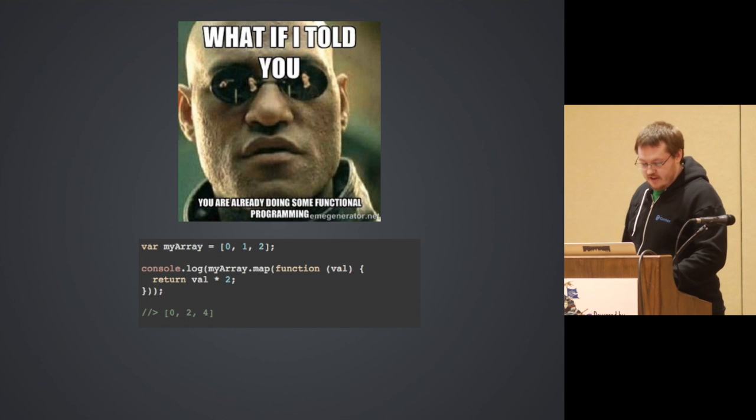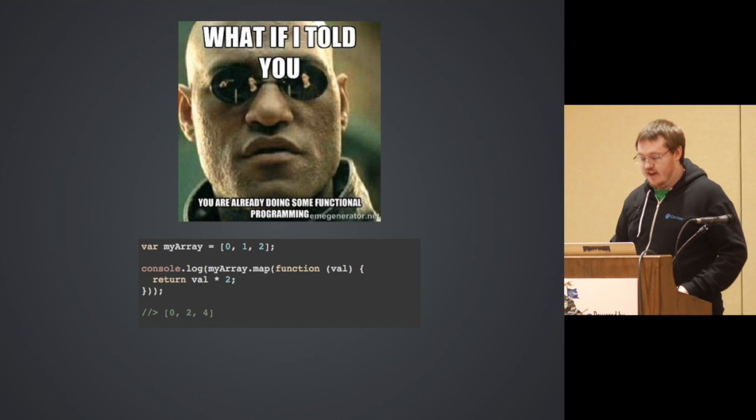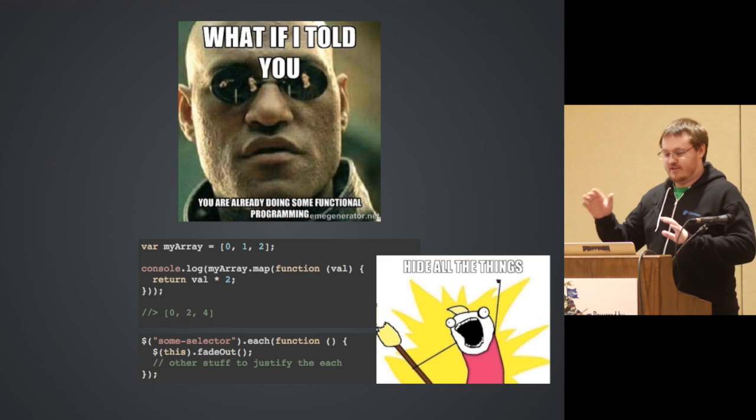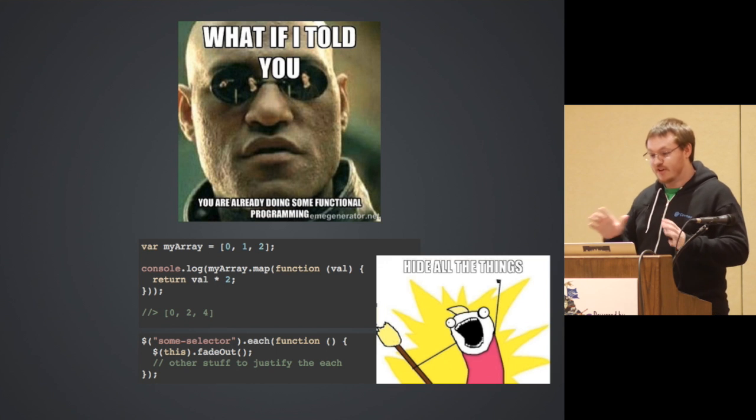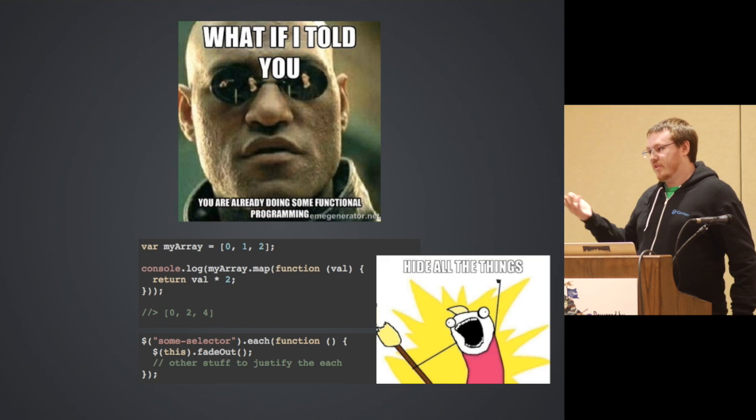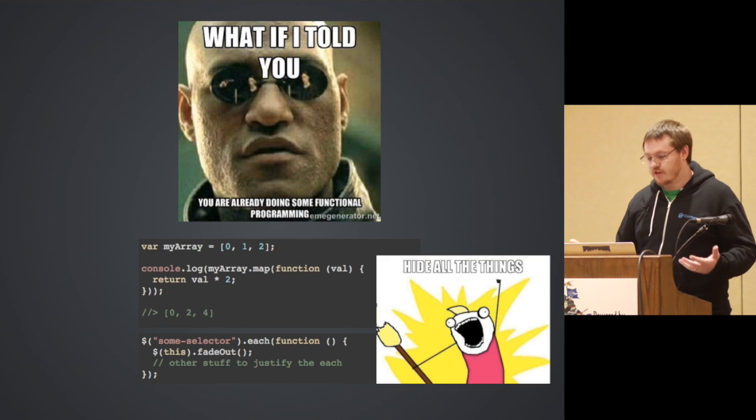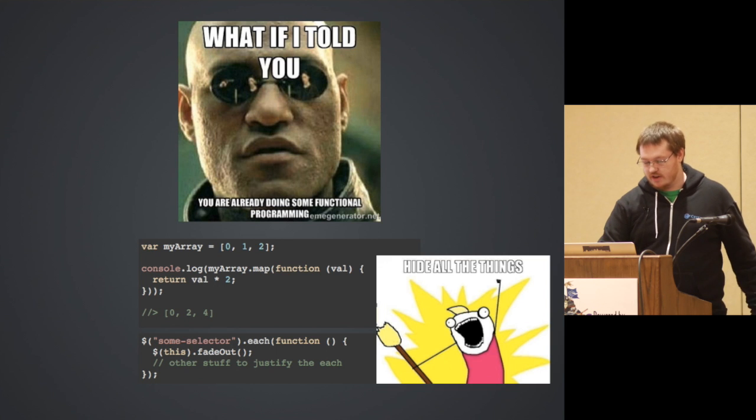Functional programming. For the jQuery users, if you want to hide all the things, some selector, each function, hopefully you're not doing that just to fade out, you're doing some other stuff with it, but the point is you're applying a function to each element in your selection. And this is functional programming. That's what you're doing. You're already doing it. You just might not see it, and that's okay.